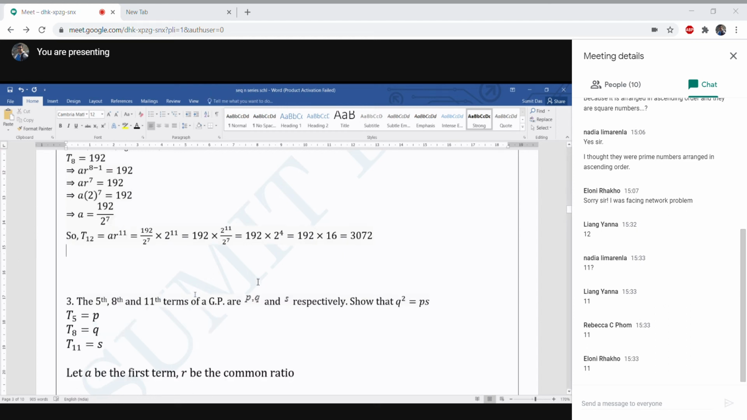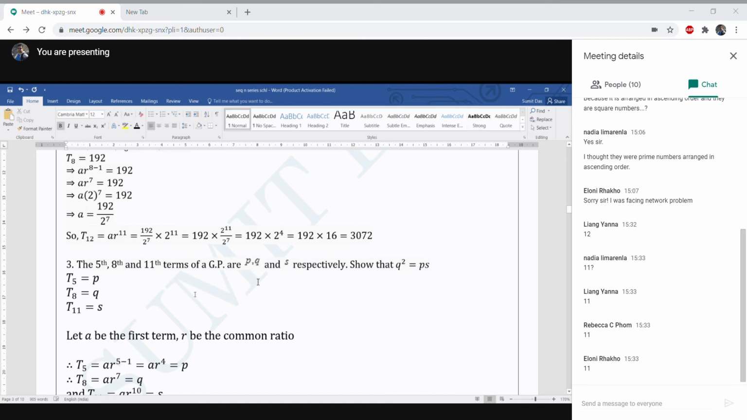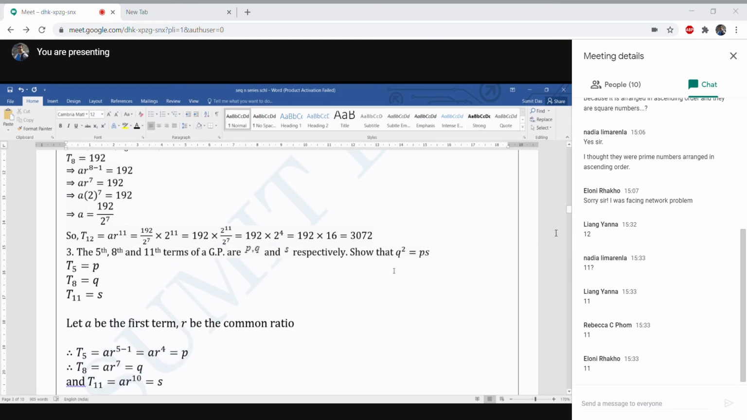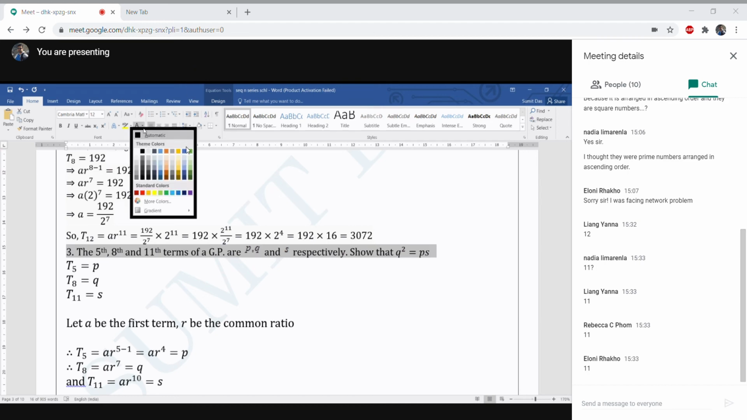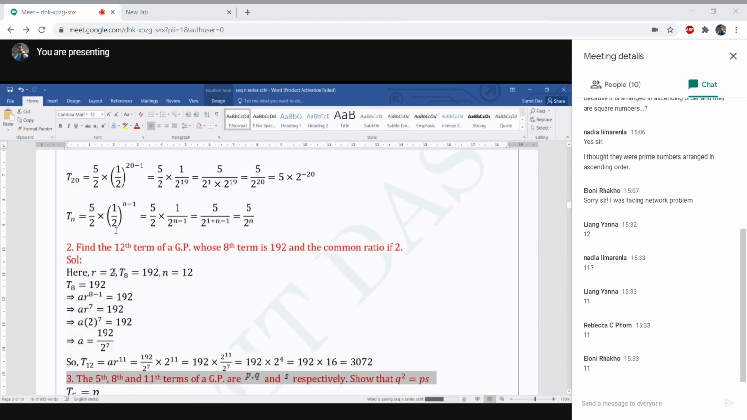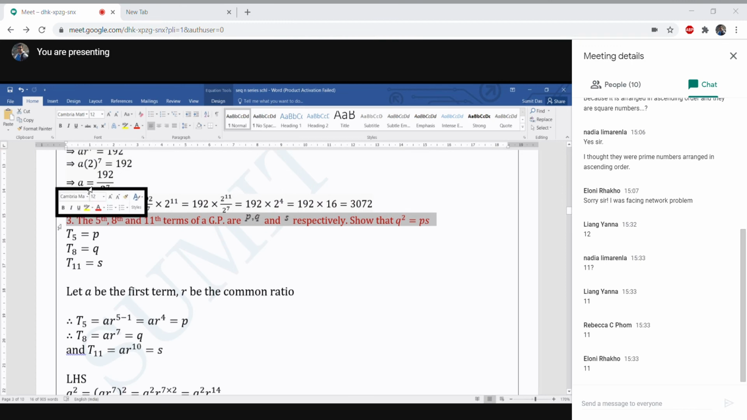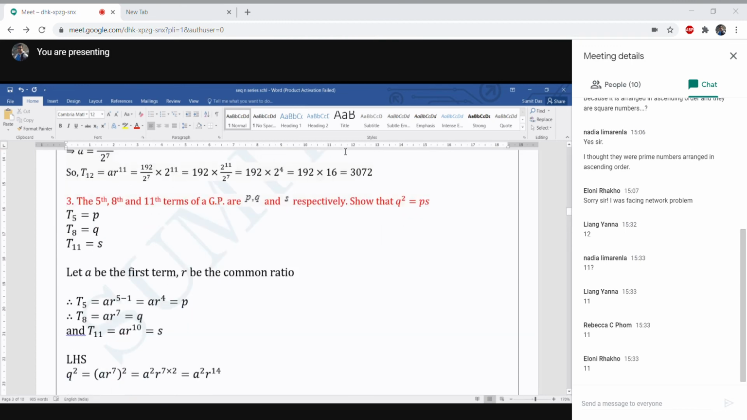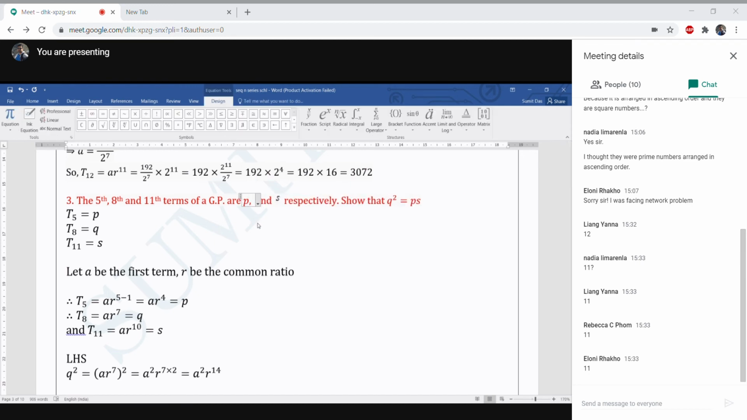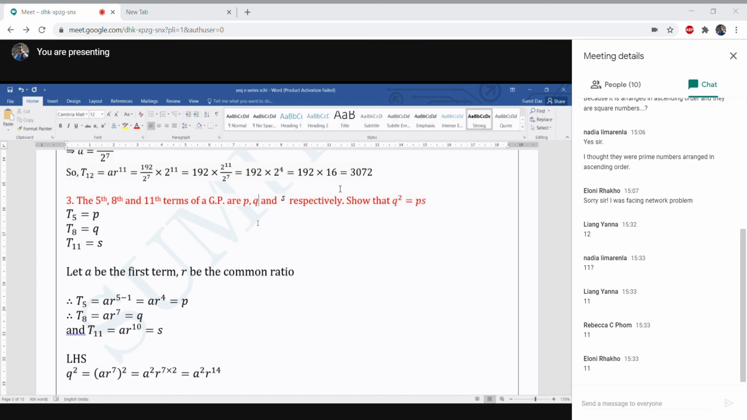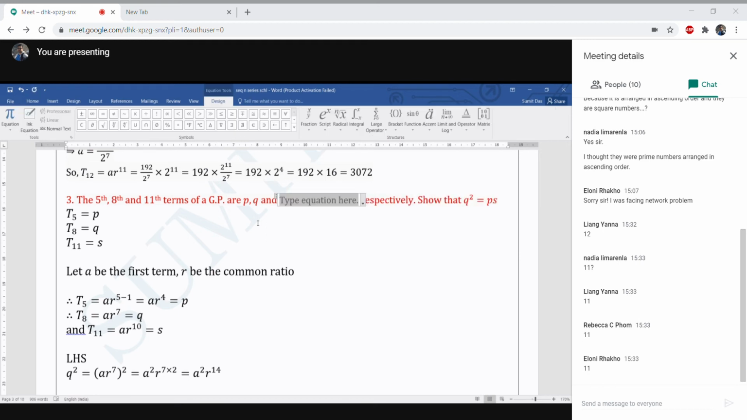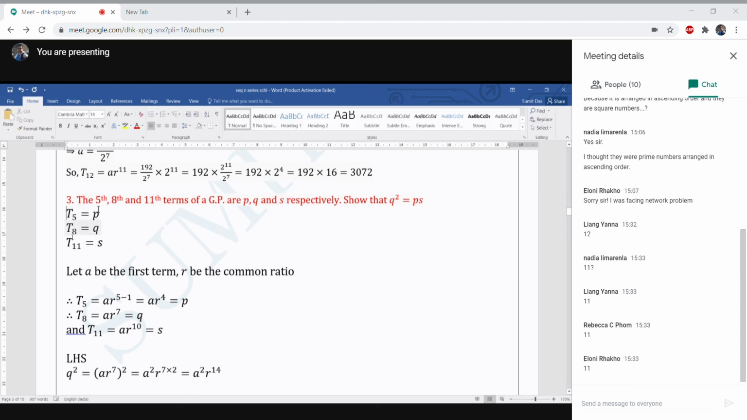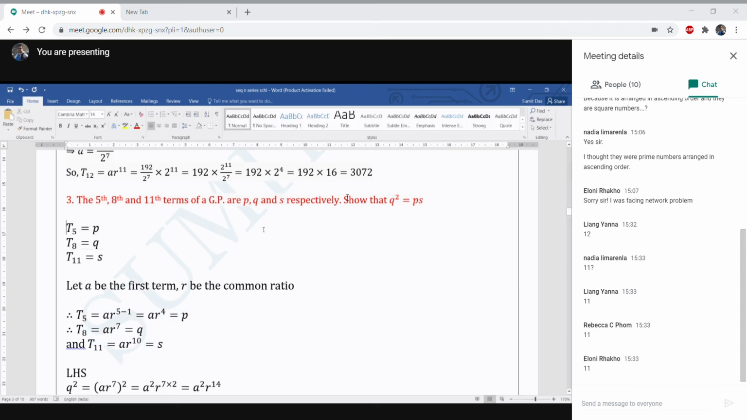Then the next question, question number 3. Very interesting question. Question number 3 is saying the fifth term, eighth term, and 11th term of a GP are P, Q, S. We have to show that Q square equal to PS. Okay, so let's do the solution.